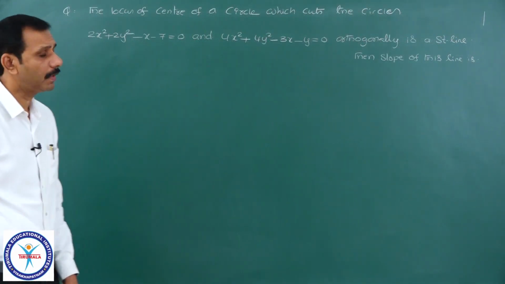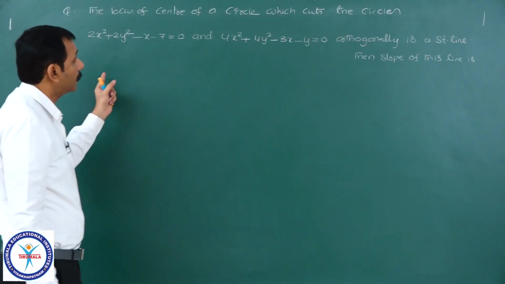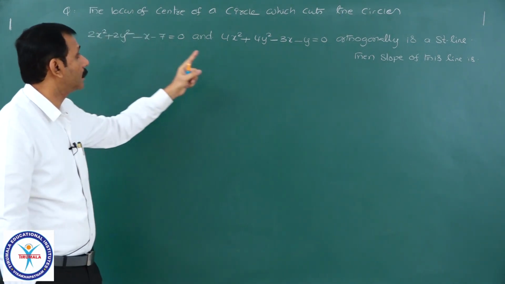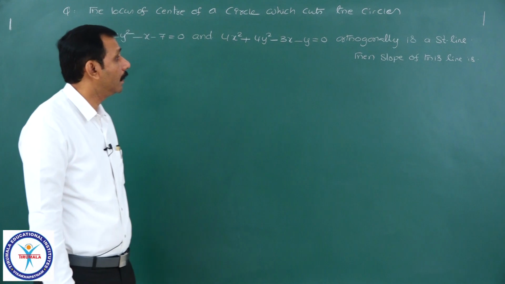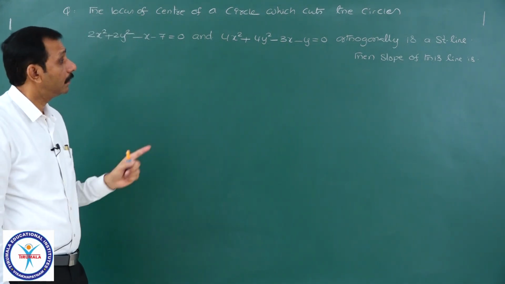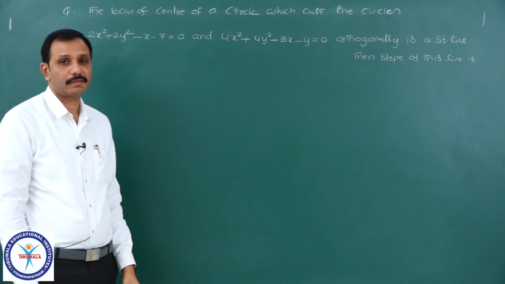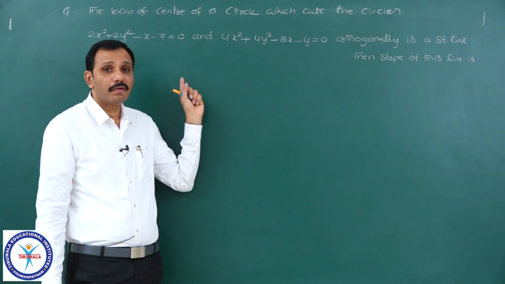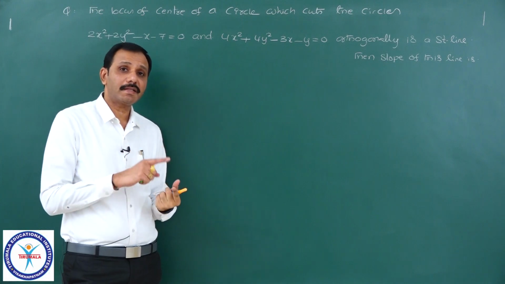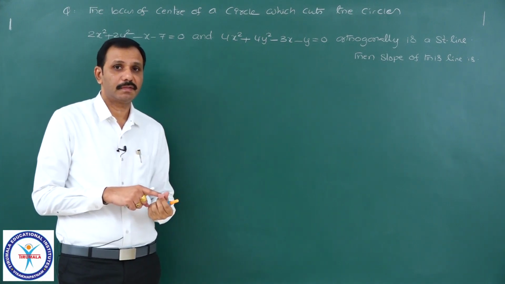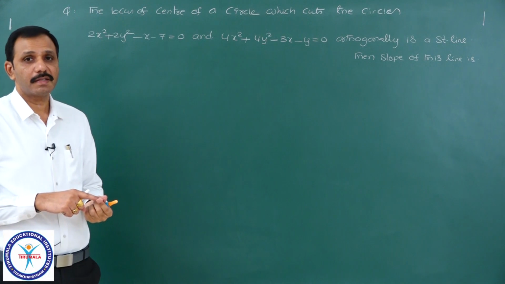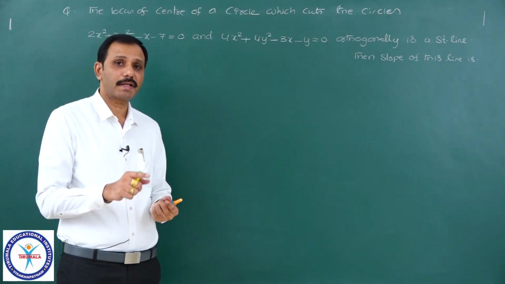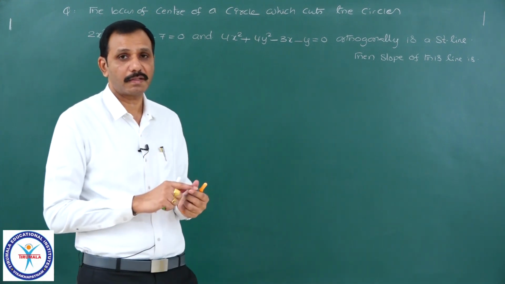Another simple problem, conceptual. Locus of center of a circle which cuts these two circles orthogonally is a straight line. Then slope of this line is. We know radical axis definition. What is radical axis definition? The locus of a point which moves such that power of that point with respect to two circles are equal is nothing but radical axis.